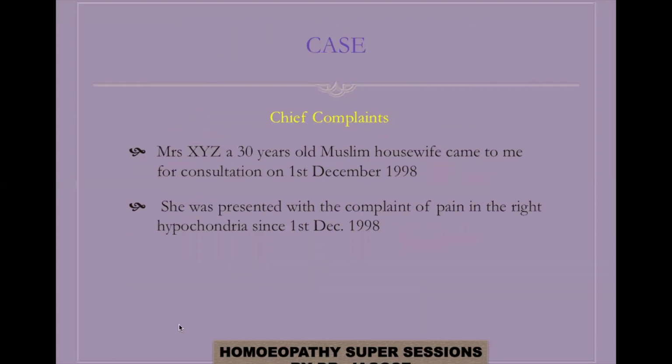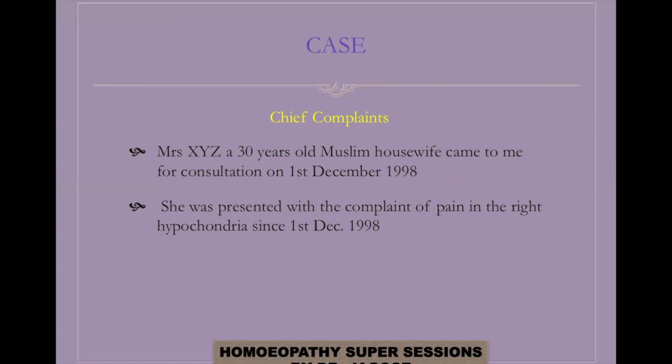So now let me demonstrate a case in which I will tell you how to work out the case on these 7 points. My focus is only on assessing the state of susceptibility. I'm not going to go into the other details of the case regarding the remedy, the potency, the repetition, the follow-up, and so on and so forth. I'm only going to focus on how we assess the state of susceptibility.